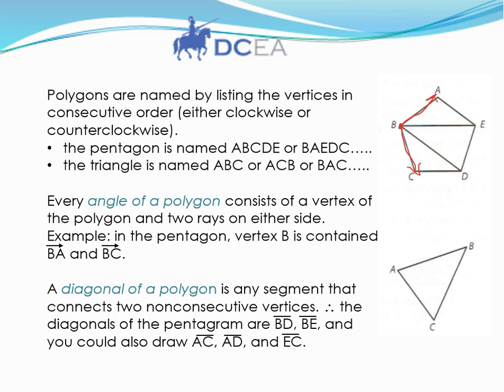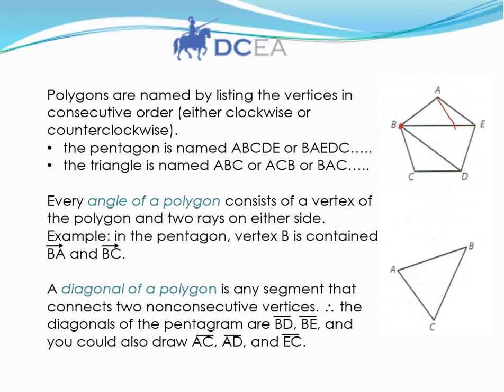A diagonal of a polygon is any segment that connects two nonconsecutive vertices. The diagonals of the pentagon include BD and BE. You could also draw AC, AD, and EC. I'm going to show you one of the easiest ways I know to do this. Let's start with A, and we'll try to connect A with any point that is not on the side.